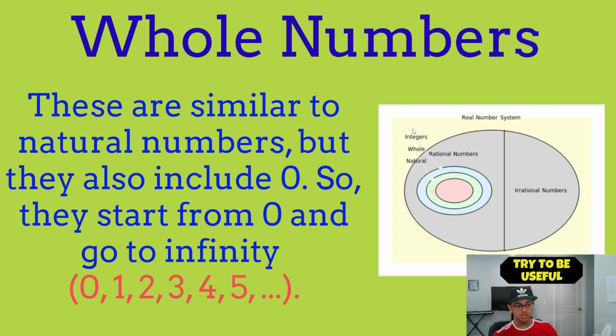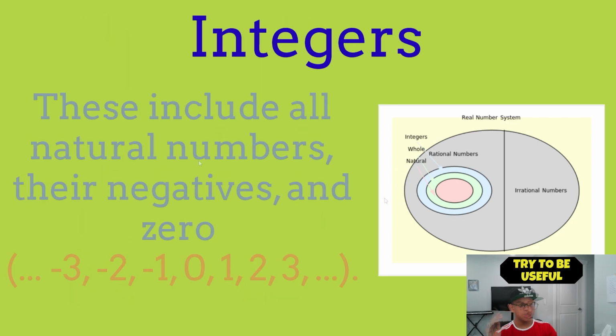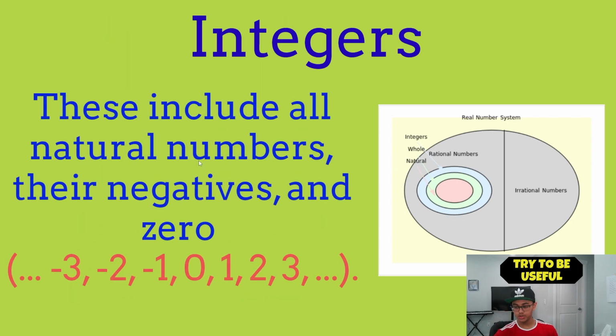And now let's go over to integers, which is the blue section above the whole numbers. Integers include all natural numbers, and they also count 0, and they also count negative numbers. So for natural numbers, we just had 1 to infinity. For whole numbers, we just included 0. And then for integers, we're also including negative numbers.